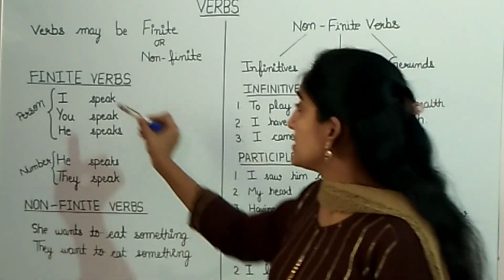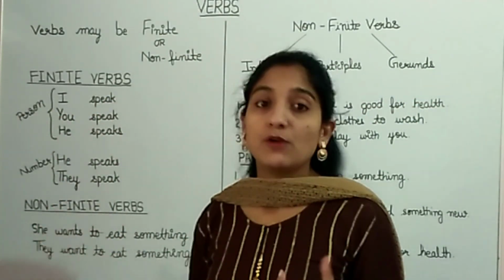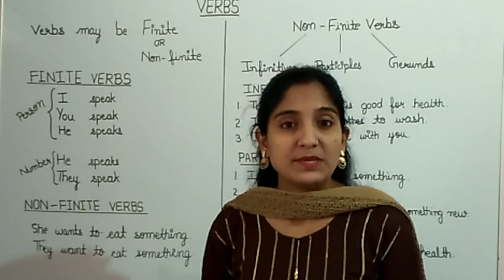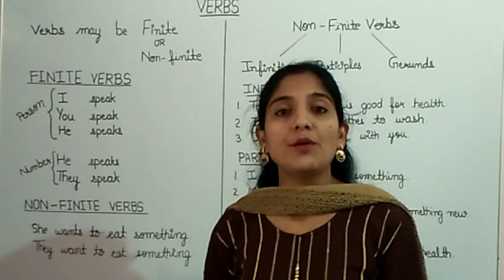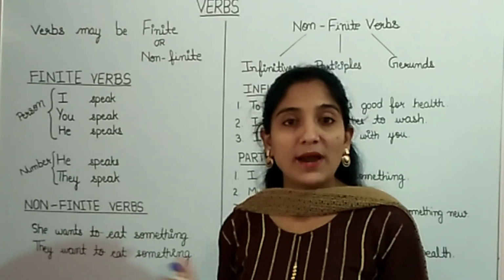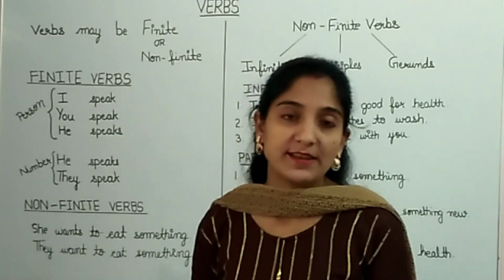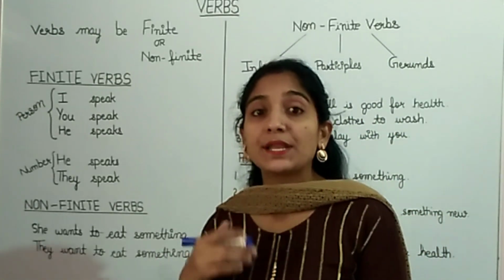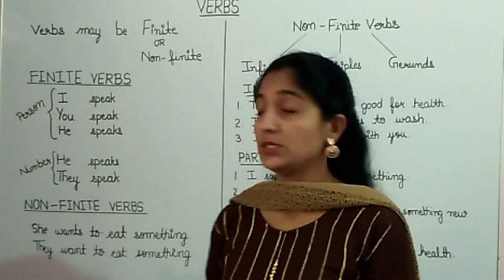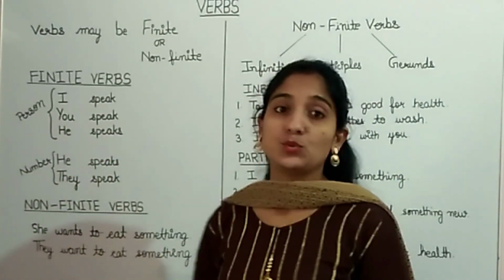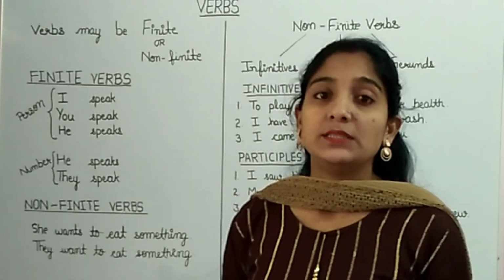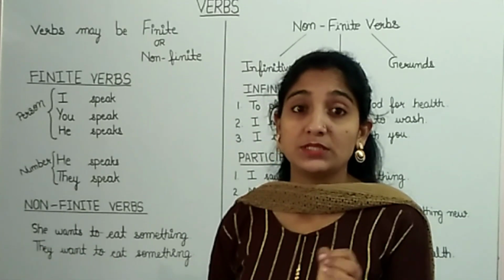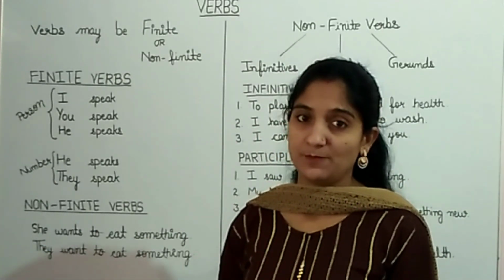The first one is finite verb. Now finite, what is the meaning of finite? Finite means limited or restricted. Why are these verbs called finite verbs? Because the use of these verbs is limited according to the person and according to the number.